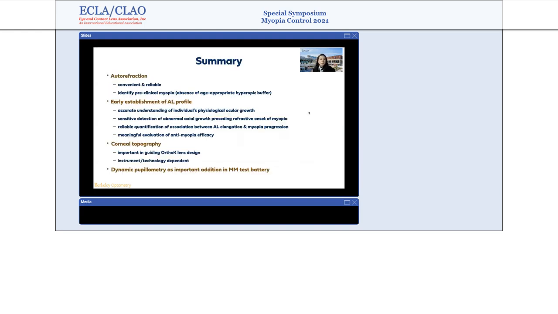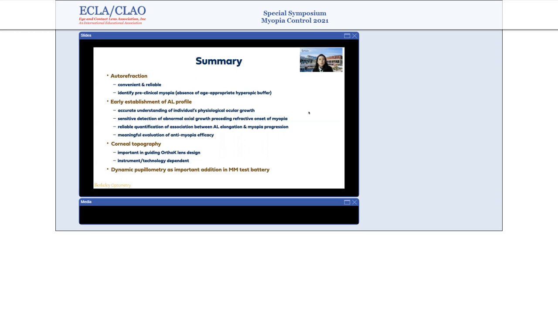So in summary, there are 4 types of instruments that are critical in long-term myopia management. Autorefractors offer fast and reliable refraction, which is especially important in the pediatric population. Because of its convenience, it's also very useful in identifying any preclinical myopia, meaning the absence of age-appropriate hyperopic buffer. And for those patients who failed the quick screener with autorefraction, a detailed exam is necessary with a cycloplegic refraction.